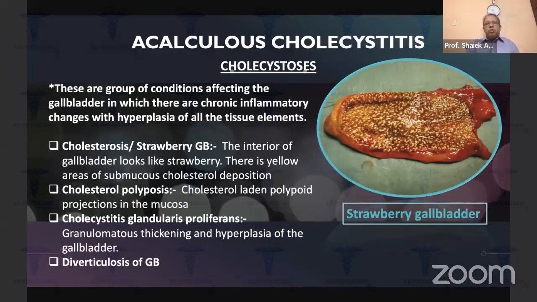Next is cholecystosis. These are a group of conditions affecting the gallbladder in which there are chronic inflammatory changes with hyperplasia of all the tissue elements. Cholesterosis and strawberry gallbladder: the interior of the gallbladder looks like a strawberry. There are yellow areas of submucosal cholesterol deposition. Cholesterol polyposis, that means cholesterol-laden polypoid projections in the mucosa. Cholecystitis glandularis proliferans, that means granulomatous thickening and hyperplasia of the gallbladder, and diverticulosis of the gallbladder. These are called cholecystosis, strawberry gallbladder.